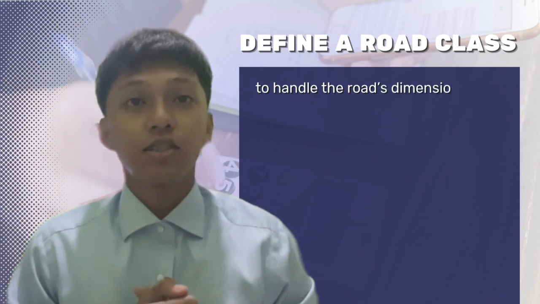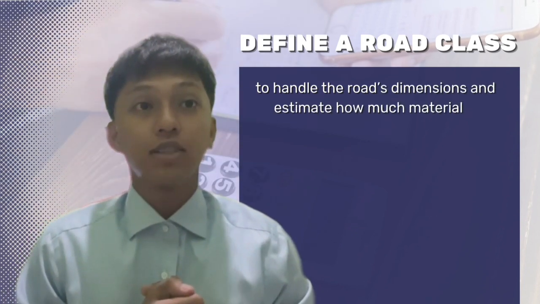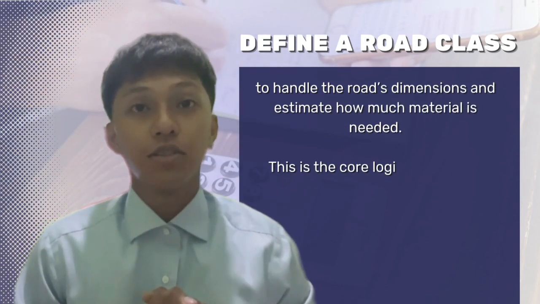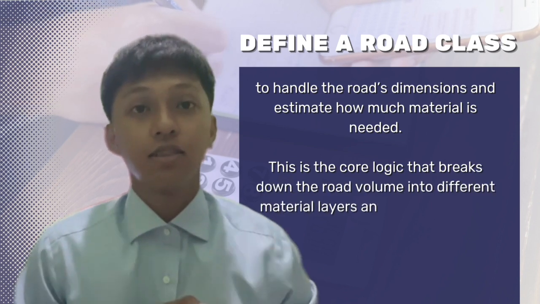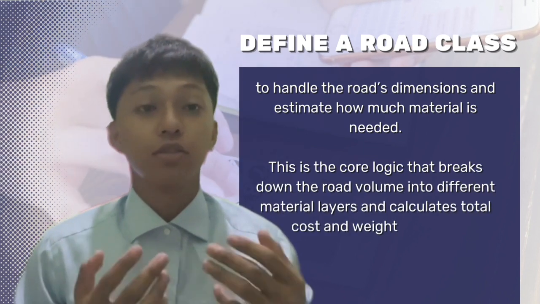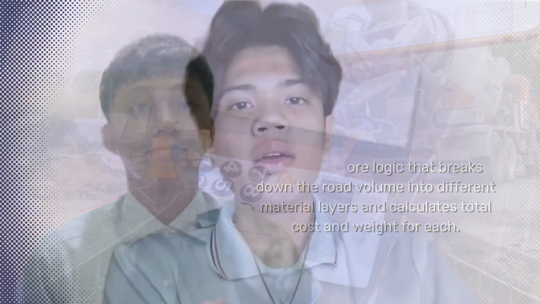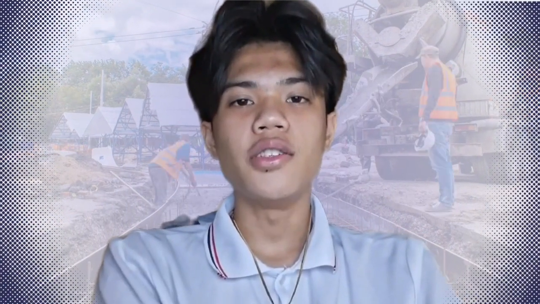Next, we define our road class to handle the road's dimension and estimate how much material is needed. This is the core logic that breaks down the road volume into different material layers and calculates the total cost and weight for each. We assume the road has layered construction and split the total volume proportionally.